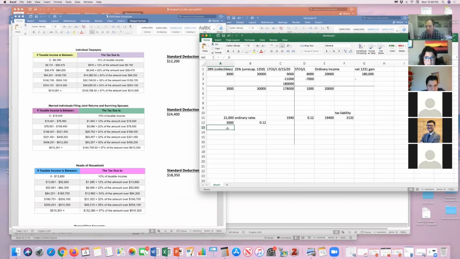We're not going to make them pay more than what the ordinary rate would be. So if their ordinary rate is less than 28%, they get that. It's going to be the exact same on these unrecaptured real estate gains. It's going to be the lesser of 25% or the ordinary rate. Even with the 21,000 plus the 3,000 that we've taxed, now we're at 24,000, and we still fit in this range for sure. So these are also going to be 12%.